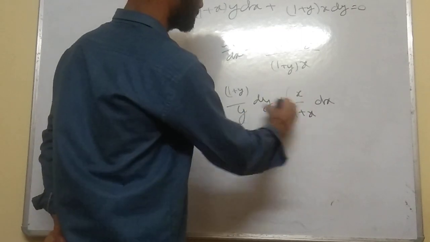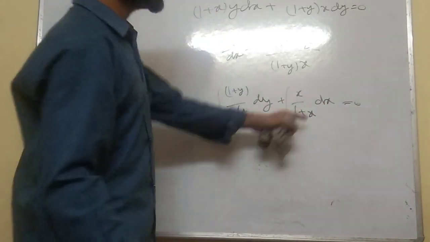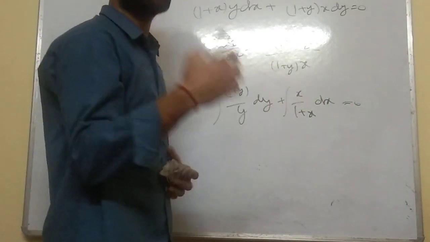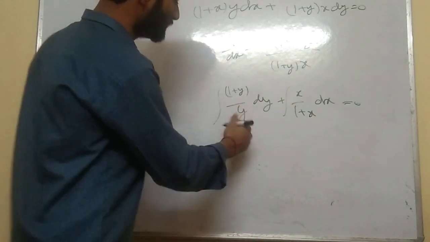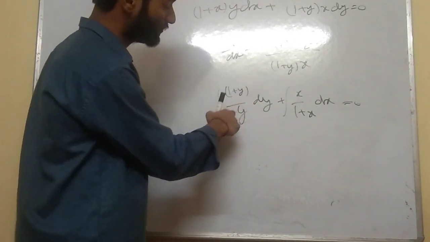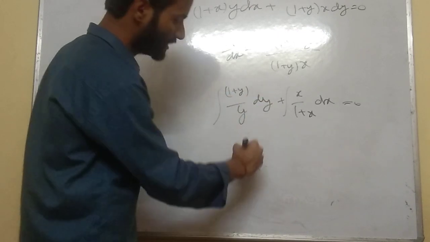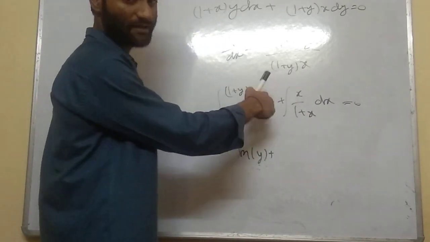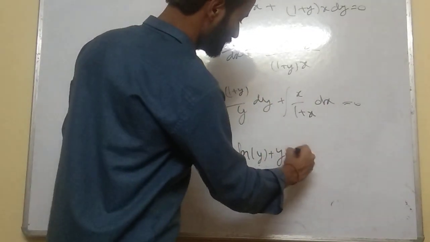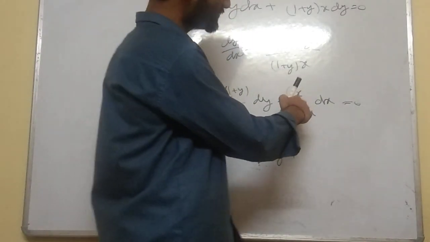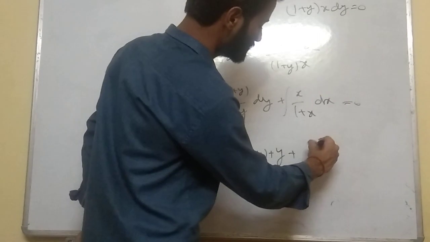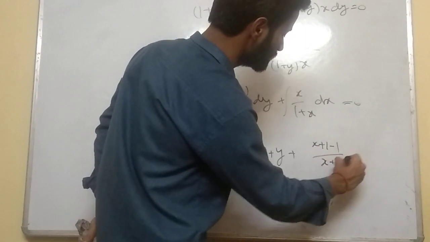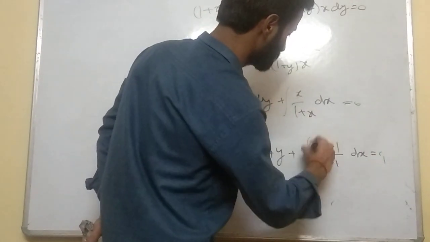So you can integrate this one. If you want, you can put the dx on that side. Otherwise, it is also good to write everything on one side. This will be better when you see. So this will become 1 upon y plus 1. 1 upon y will become ln y, log y, and plus 1 dy will give y. Then the integration of x upon 1 plus x: you can write x plus 1 minus 1 upon x plus 1, dx, is equal to c1.